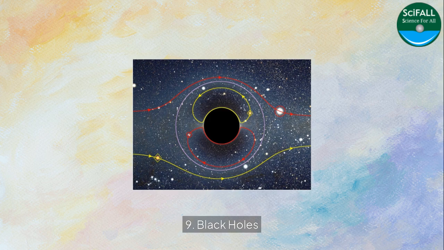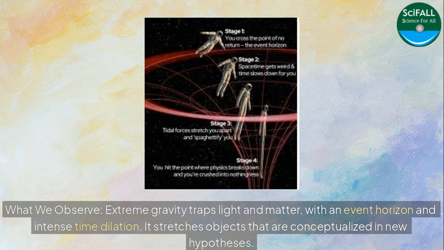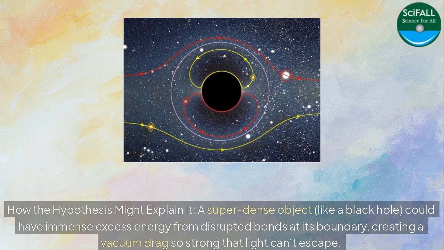9. Black holes. What we observe. Extreme gravity traps light and matter with an event horizon and intense time dilation. It stretches objects in ways conceptualized in new hypotheses. How the hypothesis might explain it. A super-dense object, like a black hole, could have immense excess energy from disrupted bonds at its boundary, creating a vacuum drag so strong that light can't escape.